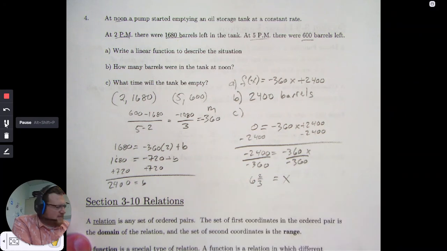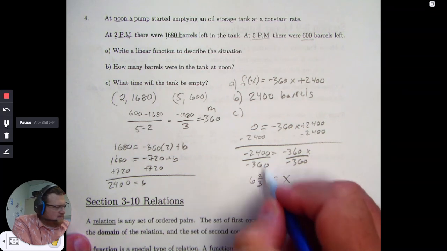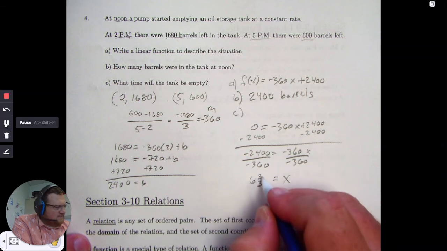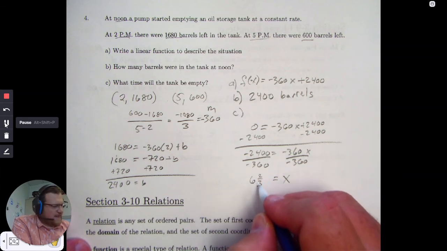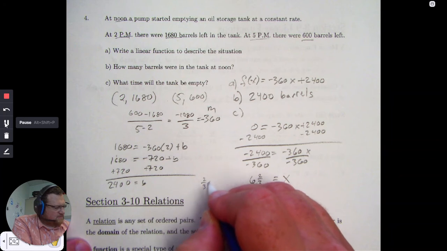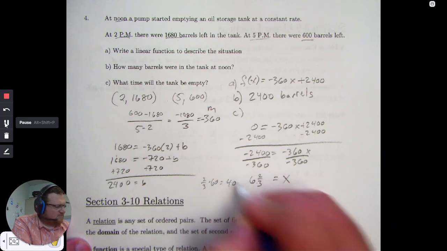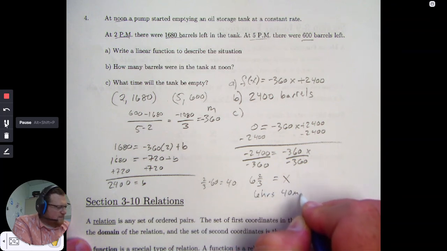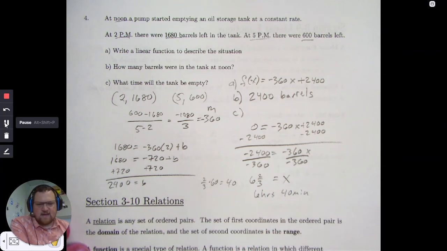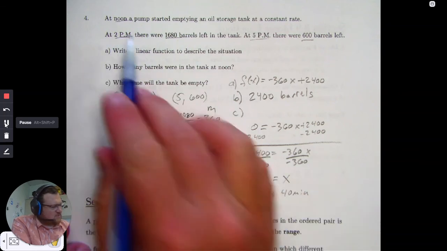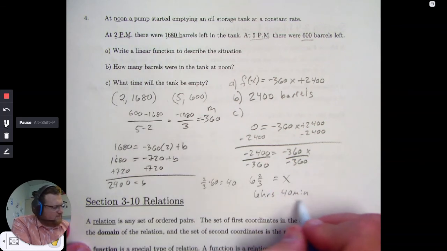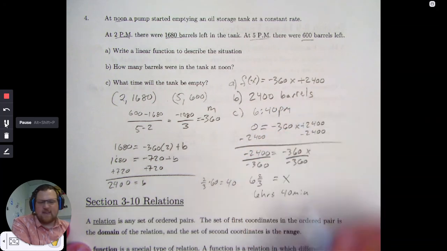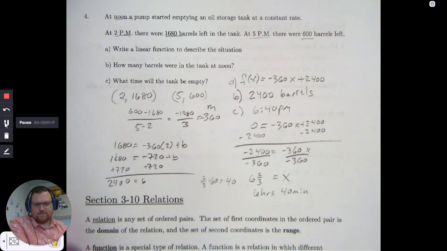If I write that as a mixed number, it's 6 2/3, so 2/3 of an hour. If you do 2/3 times 60, that gives me 40. So it takes 6 hours and 40 minutes to empty that tank. Since we started at noon, at what time will the tank be empty? Well, at 6:40 p.m., that tank will be empty.